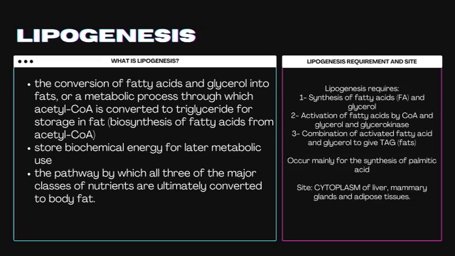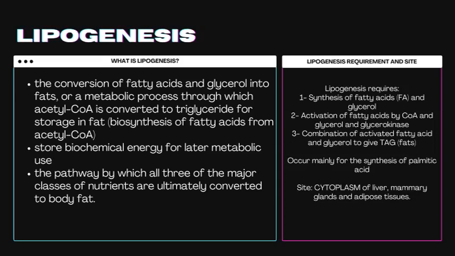What are the requirements of lipogenesis? Number 1 is the synthesis of fatty acids and glycerol. Number 2 is the activation of fatty acids by CoA and of glycerol by glycerokinase. Number 3 is the combination of activated fatty acids and glycerol to give triglyceride.